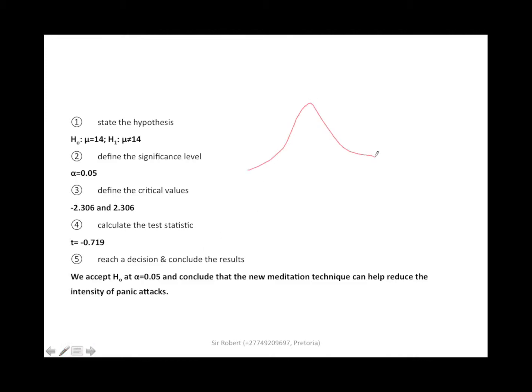So these are your critical values. Remember, when it's symmetrical, since it's a two-tailed test, if one is 2.306, the other one will be minus 2.306.